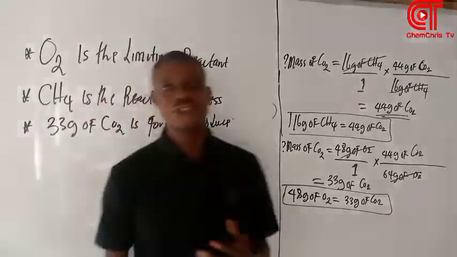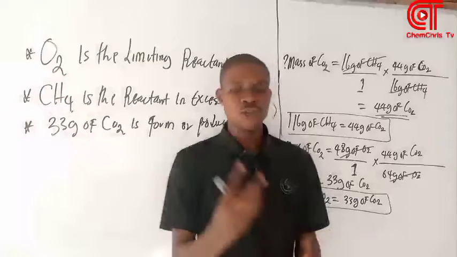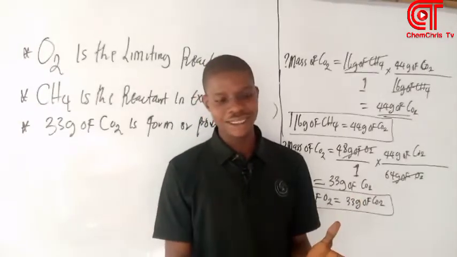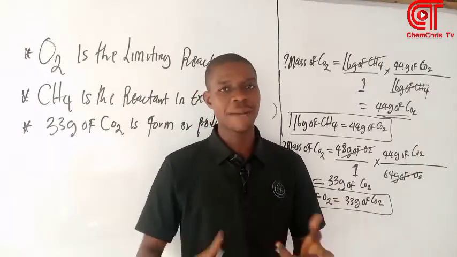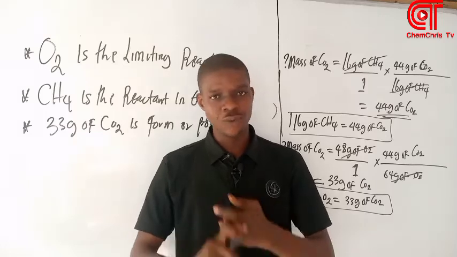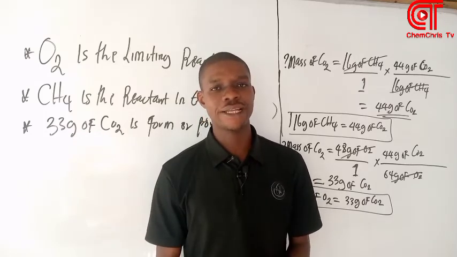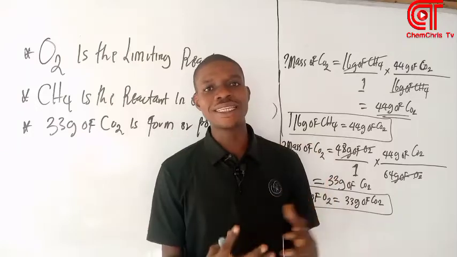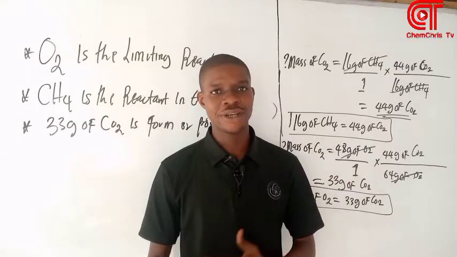You get? So you can see that with this simple method here, you are going to get the limiting reactant, you are getting the reactant in excess, you also get the amount of the product produced in a chemical reaction. You get? So these are to get your limiting reactant and reactant in excess.